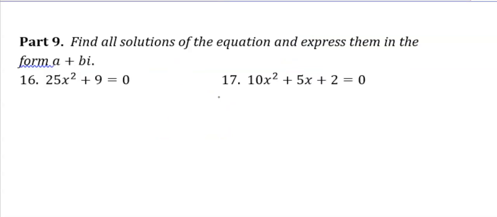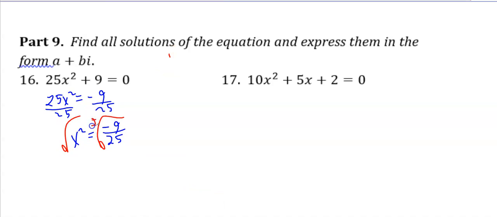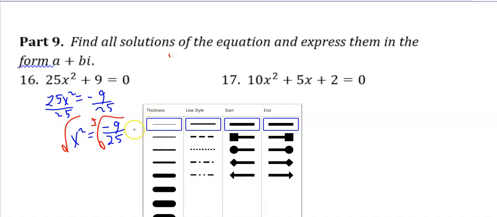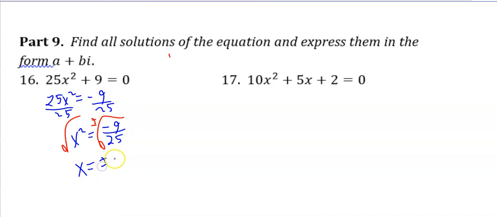Find all the solutions. Okay, if you can factor it, can't really factor that over the real numbers here. So let's go ahead and solve it. So x squared equals negative 9. If you subtract 9, divide by 25, get x squared equals negative 9 over 25. Take the square root of both sides. Don't forget, plus or minus. So x equals plus or minus, I guess that would be 3i over 5, or 3/5 i.